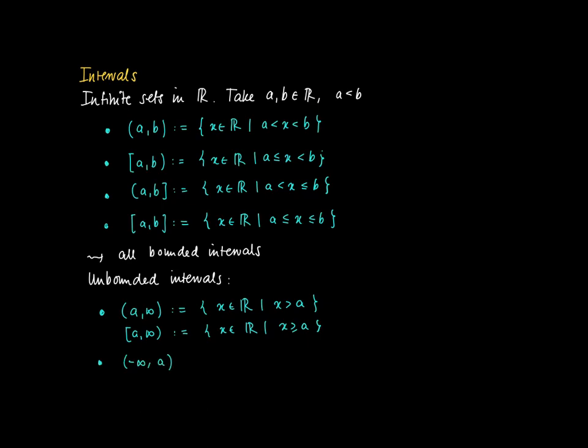Similarly, we may look at the set of all elements smaller than a. So this would give the set minus infinity, a, round bracket. And if we want to include a in this set, then we write minus infinity, a, square bracket.